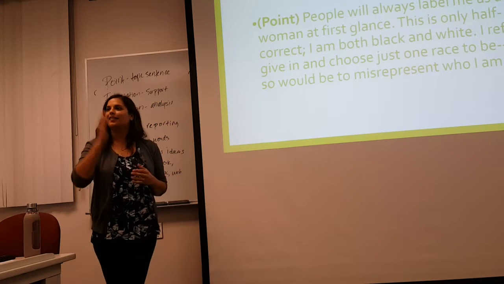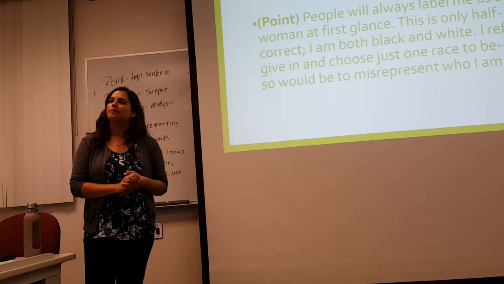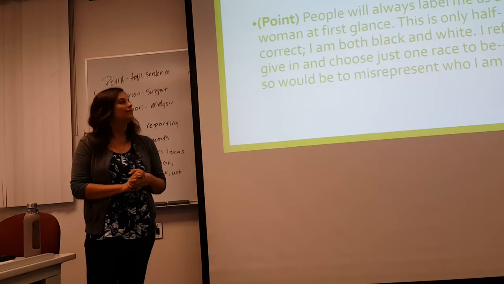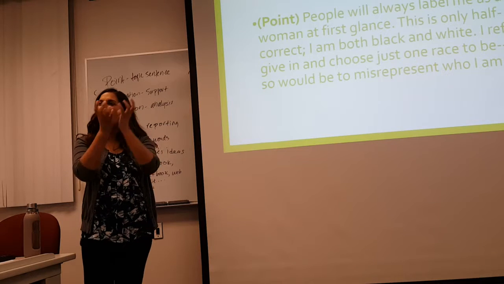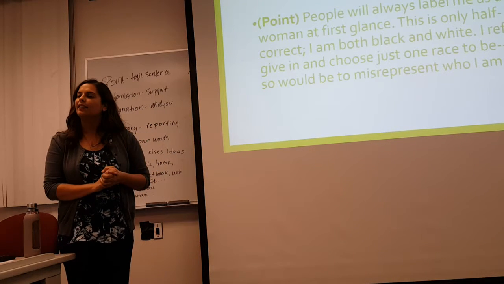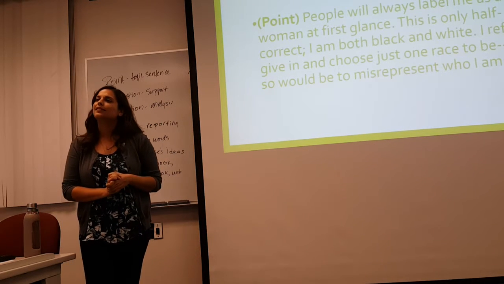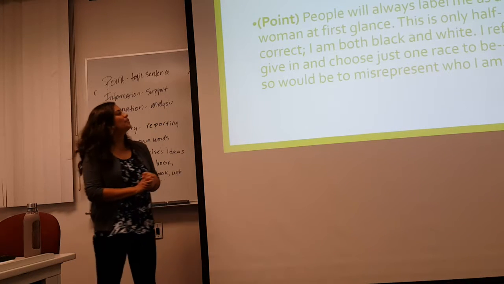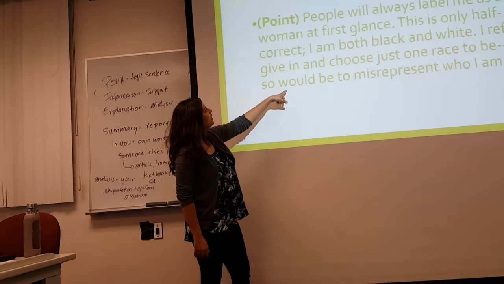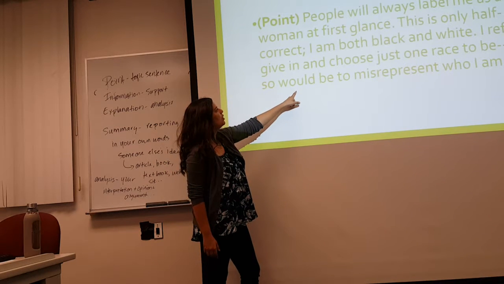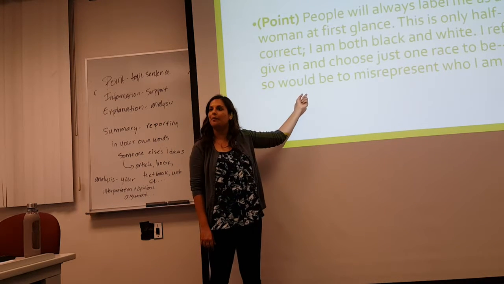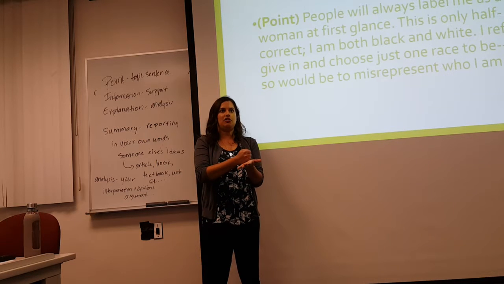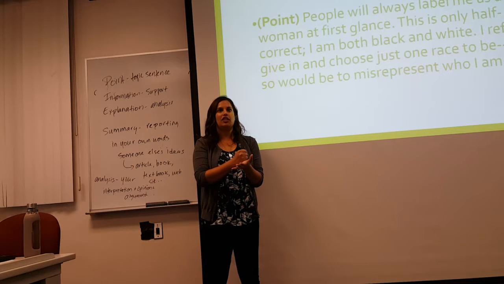Okay. So the first sentence is, I believe, the topic sentence. I mean, it's kind of all the topic point, but yeah. And then where she says, "I refuse," I think that is kind of like the argument. Okay. So we get down to, "I refuse to give in and choose just one race to be. To do so would be to misrepresent who I am," right? This is like her stance on the issue. This is her position, that she is going to take this action because this is what it means to her.